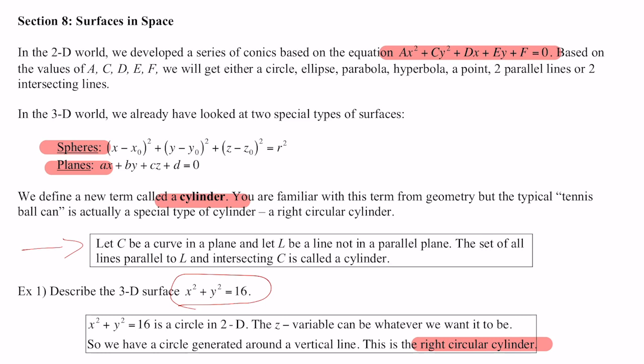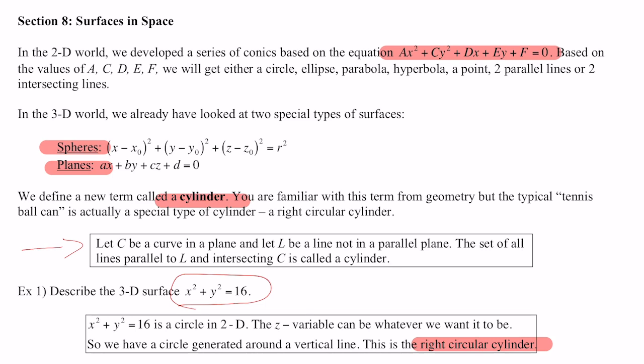To define a cylinder, let C be a curve in a plane, and let L be a line not in a parallel plane. The set of all lines parallel to L and intersecting C is called a cylinder. For example, x squared plus y squared equals 16. In 2D space, that is just a circle.